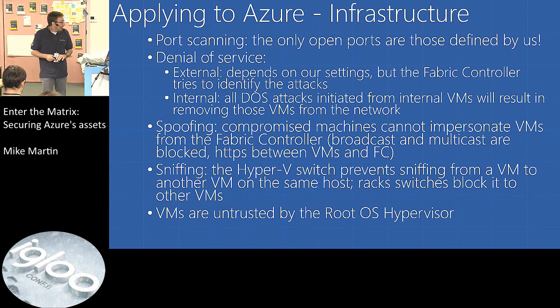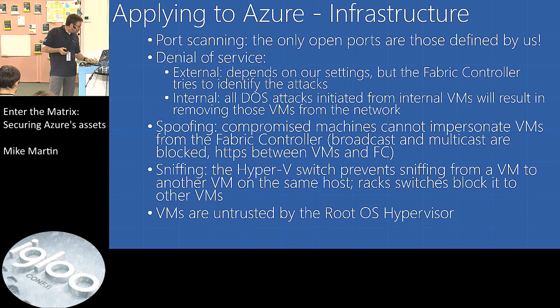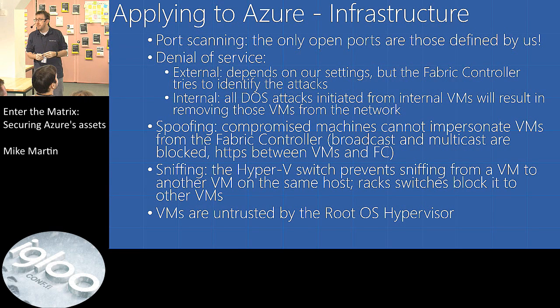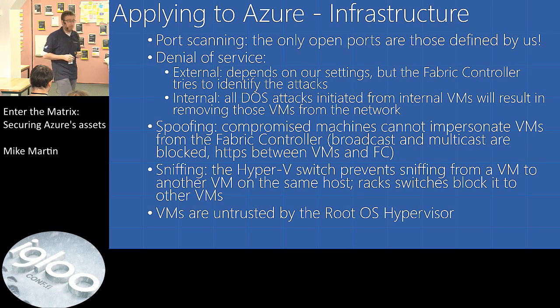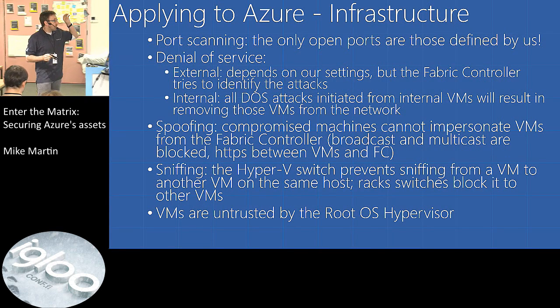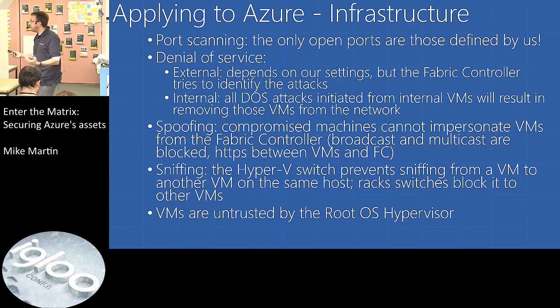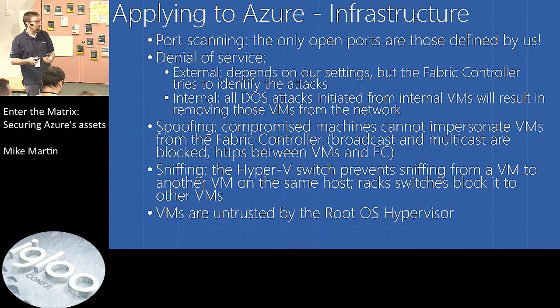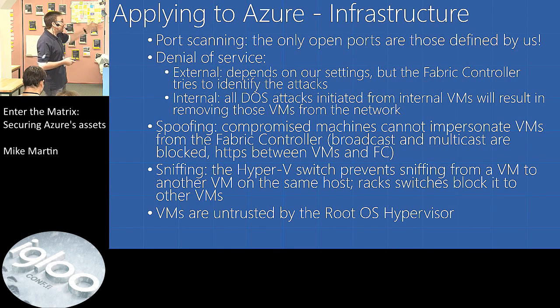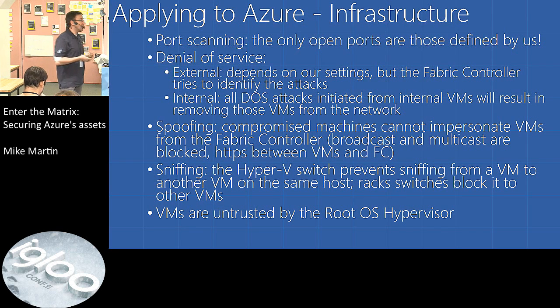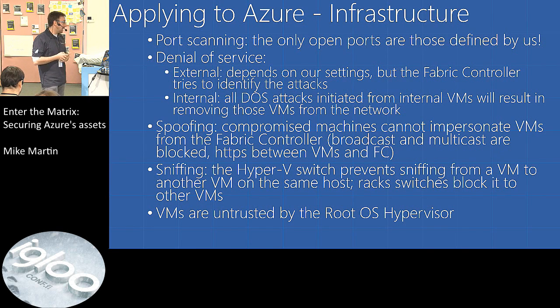A little bit on infrastructure. Important enough to know, whoever tried doing a ping to a VM in Azure. It doesn't reply. Why? Because the ICMP is totally blocked. So when it comes down to denial of service and port scanning, only ports defined by us are open, right? By default, everything was closed in the past. Spoofing, impersonation is not possible, right? So that's a good thing.